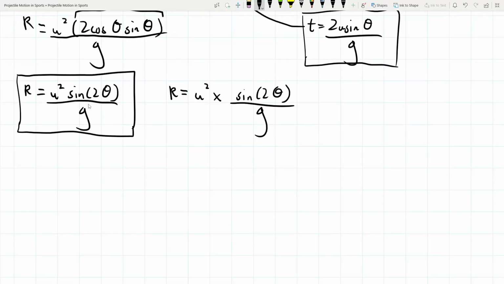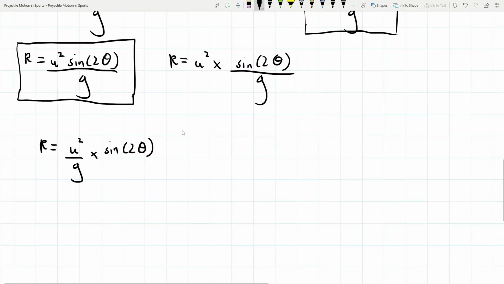So we want to see how the range changes with respect to the angle, and the way we can do that is we can take the derivative. So to make this a bit less complicated, we're going to rewrite R as u squared over g multiplied by sin of 2 theta. So the derivative of R with respect to theta is going to be, so u squared over g is a constant, so we don't have to worry about that for now, because it doesn't depend on theta.